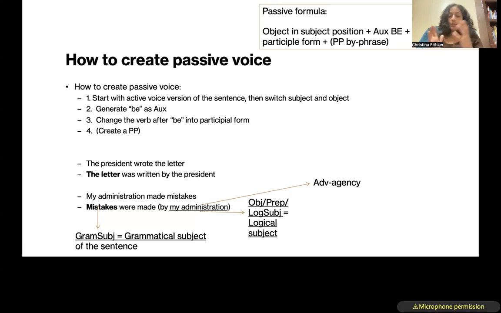Now, as we know in the active voice sentence, my administration made mistakes. My administration is what we would expect to find in the subject position. That's the agent or the doer of the action of making mistakes. So that's why we call it a logical subject. However, it's just stuck in this little passive by phrase, but we still need to indicate this was the logical subject of this sentence. Now, this whole phrase, by my administration, you're going to label that as a prepositional phrase, adverb of agency. Okay, so if you see a by phrase and it's passive voice, you're going to have adverb of agency.